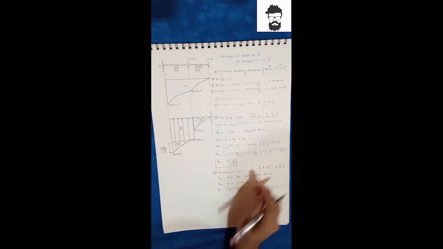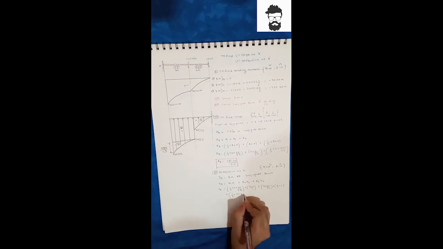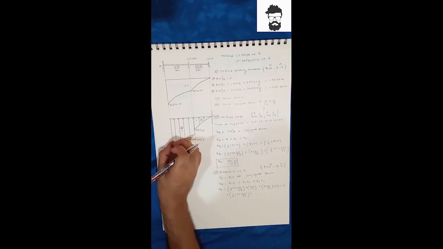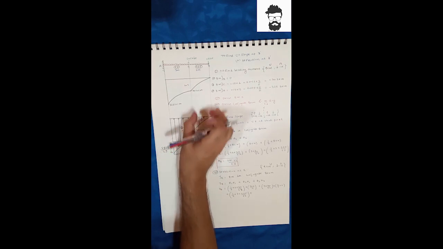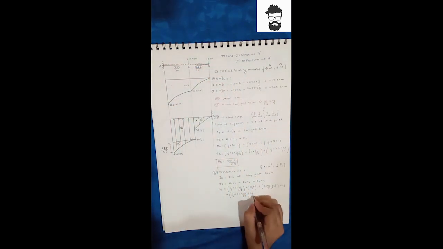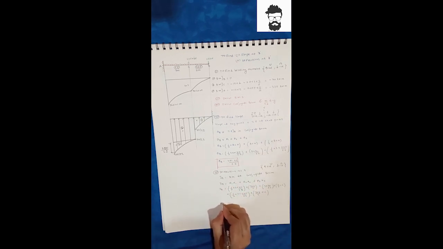And for the third area, which is 1 by 3 into 3 into 255 by EI. Now for this area, CG becomes L by 4 from the perpendicular side, 3L by 4 from the vertex. So 3L by 4 plus the remaining distance, which is 2. So 3 into 3 by 4 plus the remaining distance 2. Now this answer will give us deflection at B. So let us put this equation in the calculator.